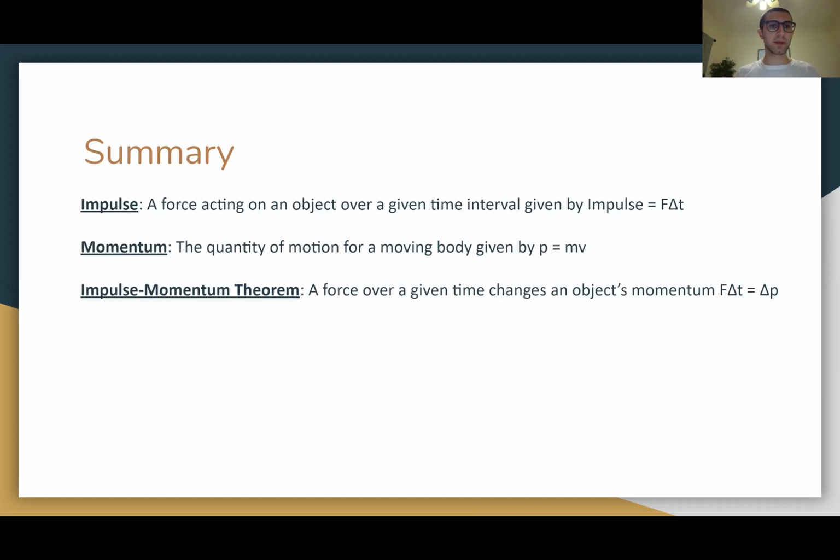So in summary, an impulse is a force acting on an object over a given time interval, and momentum is the quantity of motion for a given body given by the mass times the velocity. And the impulse momentum theorem states that the impulse on an object is equal to the change in momentum.